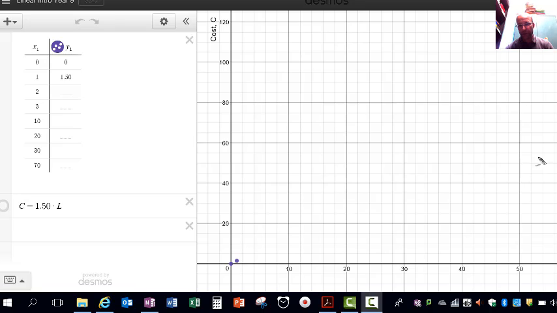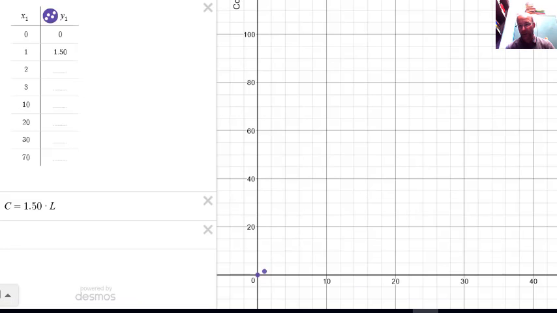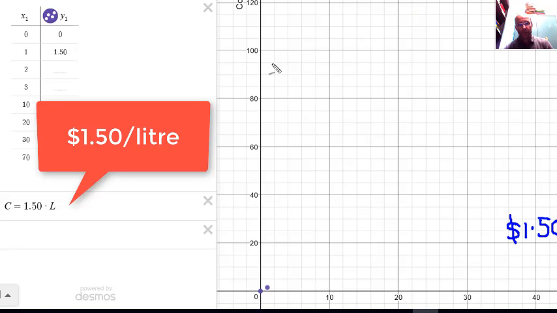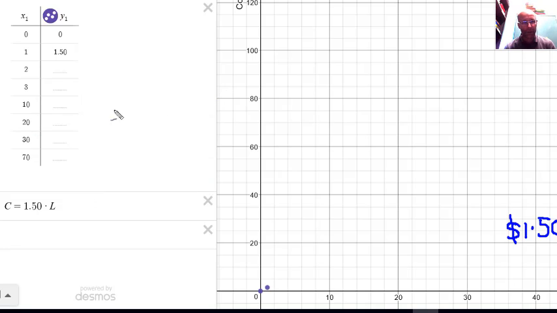So we've got a situation where we've got petrol. You might have seen the signs at service stations or on petrol pumps, and let's say we've got petrol at $1.50 per litre. So if we got petrol at $1.50 per litre, let's have a look. If we bought no fuel, we would pay nothing.